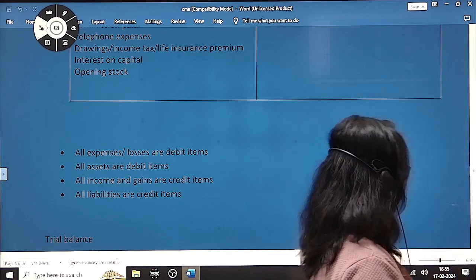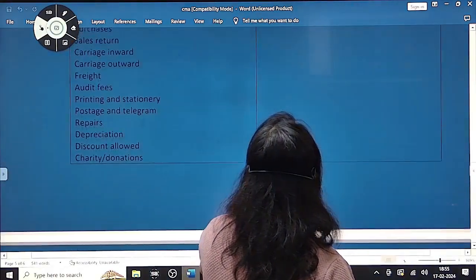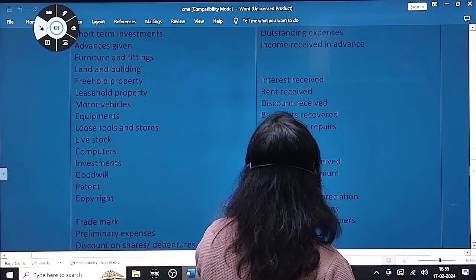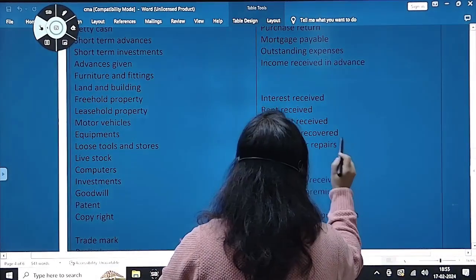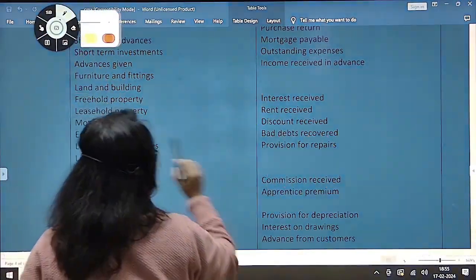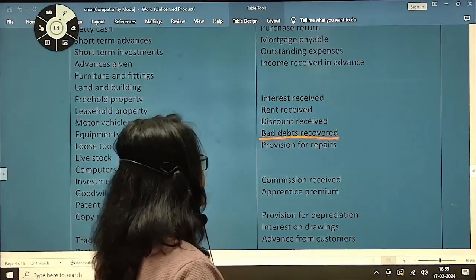Right? Yes. There is an item here you can see. Bad debt recovered. This one. Bad debt recovered. Okay. So bad debt recovered, that is your credit side we are writing in.